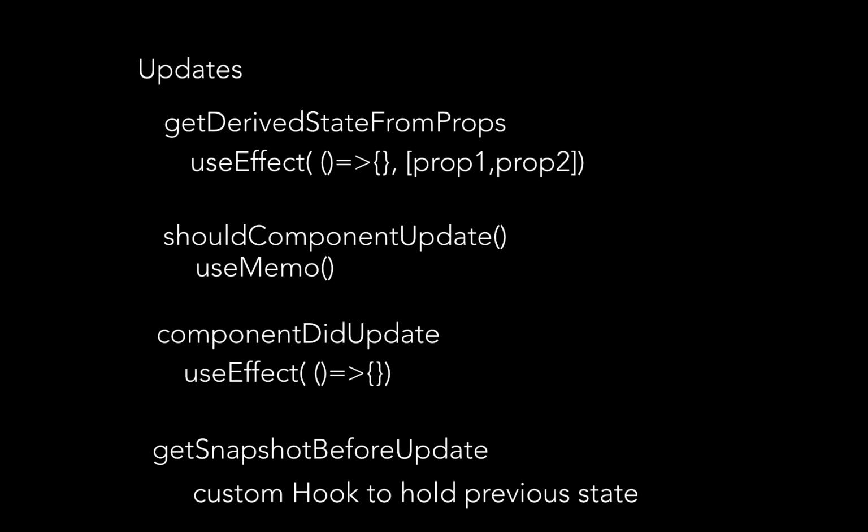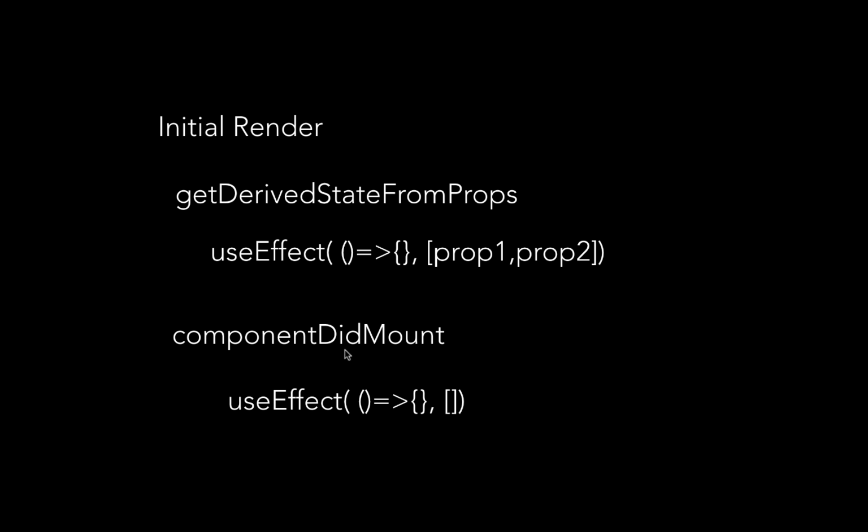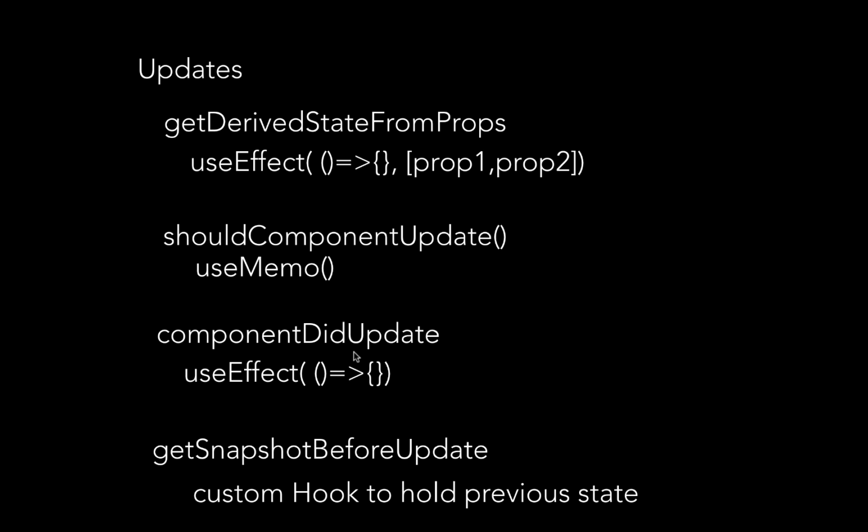When you do the update, there are more than 2 methods. The first one we already covered is the same way. The second one is shouldComponentUpdate. So you can use memo to do that. Basically, you can decide if I want to render this component or not. componentDidUpdate. The difference between componentDidMount and componentDidUpdate is this last parameter. Again, this runs both on initial render and updates. This runs only on updates, doesn't run on an initial render.